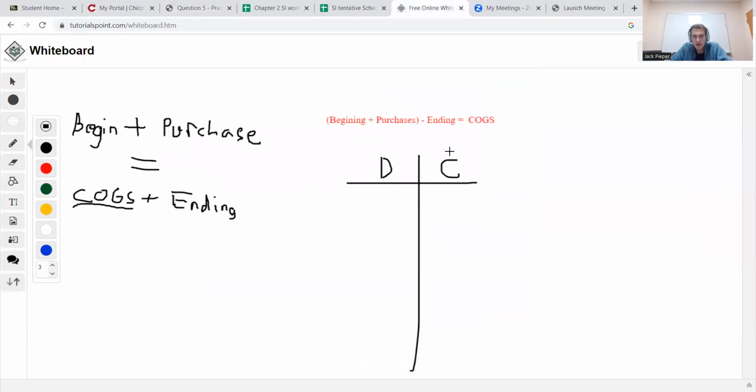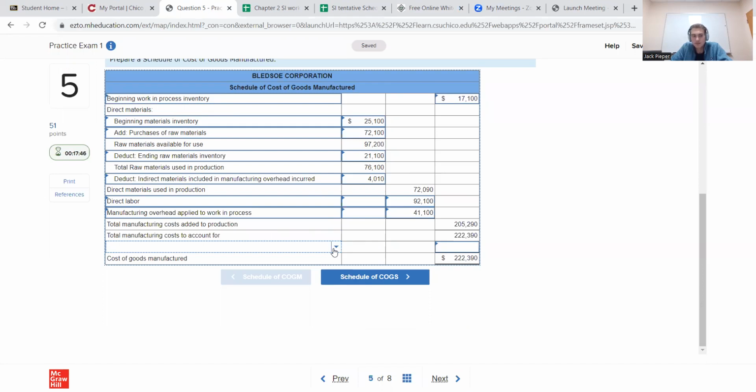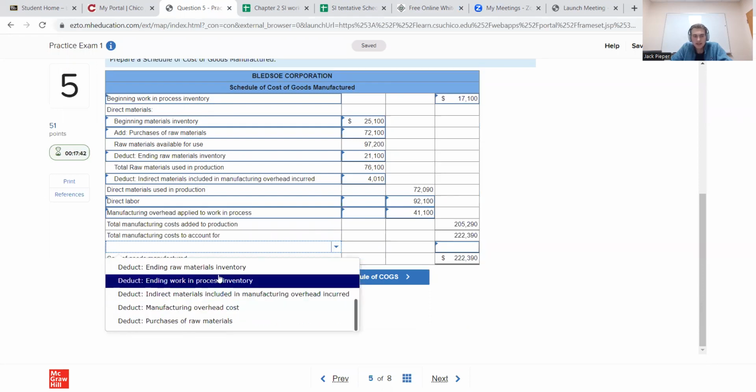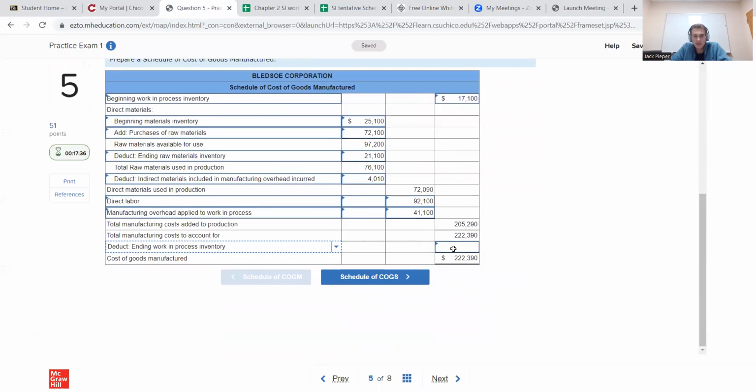Now, if we remember, all this stuff over here, we have to do one more thing in order to find our cost of goods manufactured. We have to subtract the ending. And the way you can remember that is because in the beginning, you did the beginning work in process inventory, and now you got to subtract the ending. So less ending work in process inventory, which is 10,100. Okay. And that is our answer. Cost of goods manufactured. Very nice. It did the math for us.